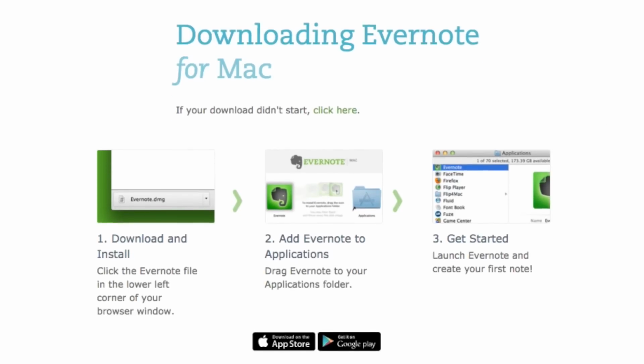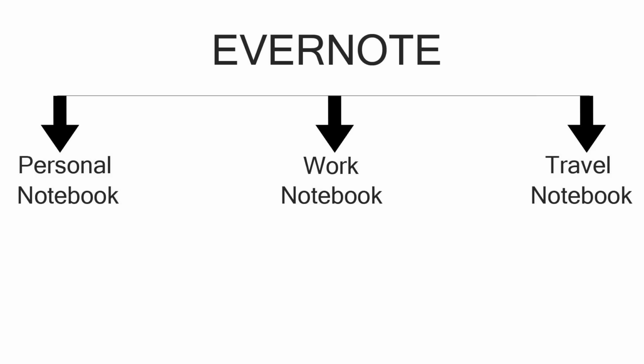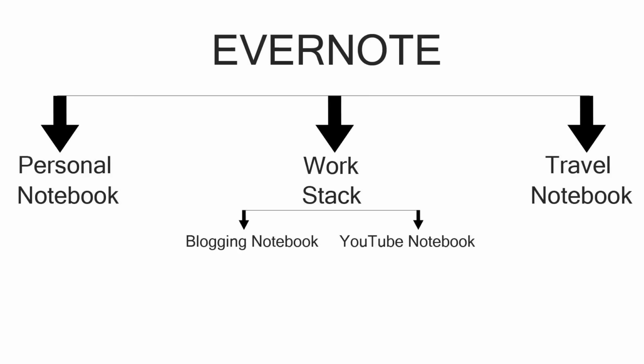Okay, so once you have downloaded the application, we have to understand the Evernote structure, which can be a bit confusing at first. On the top level is Evernote, which is the program itself. Then you can create notebooks in it, like personal notebook, work notebook, travel, etc. Now, if you want, you can also create stacks of notebooks, which is nothing but a collection of more than one notebook following the same genre. For instance, my work notebooks consist of blogging and YouTube.